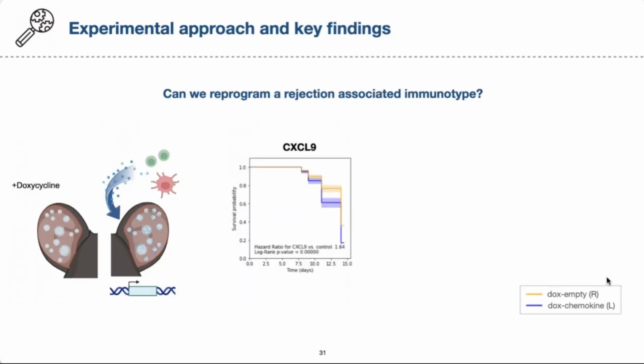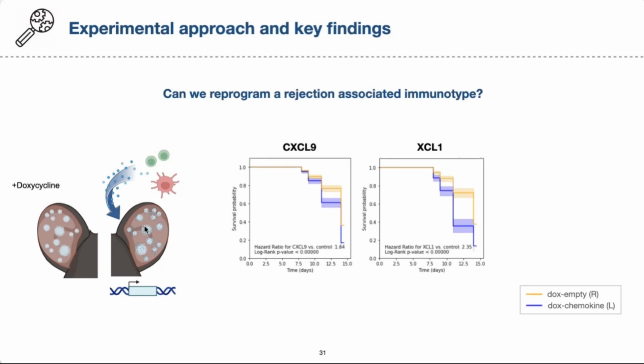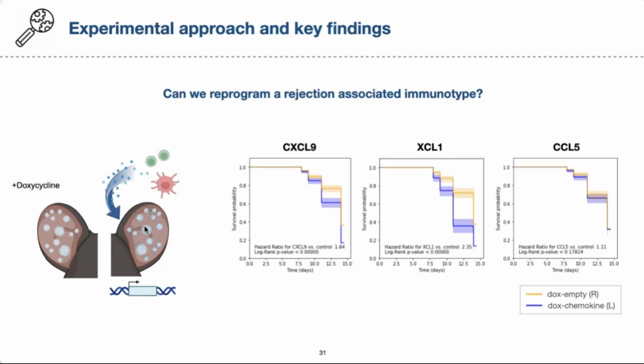So, given these findings, we asked whether we could manipulate the tumor microenvironment to experimentally favor rejection. And we did this using doxycycline-inducible constructs, where we can engineer tumors to express either CXCL9, which is a T cell recruiting chemokine, XCL1, which is a chemokine that's very specific for cDC1 dendritic cells, or CCL5, which is a broader myeloid attracting chemokine, which also acts on cDC1 dendritic cells.